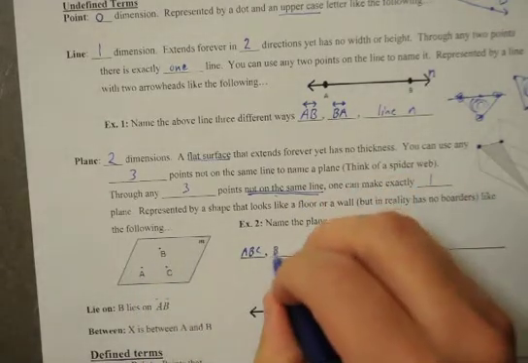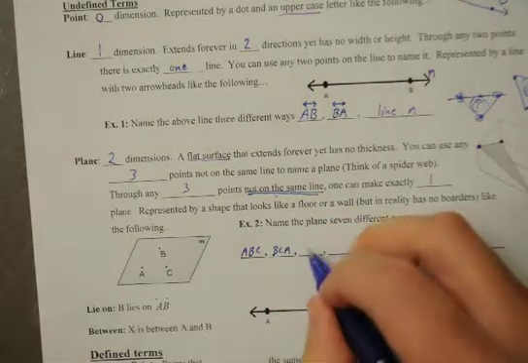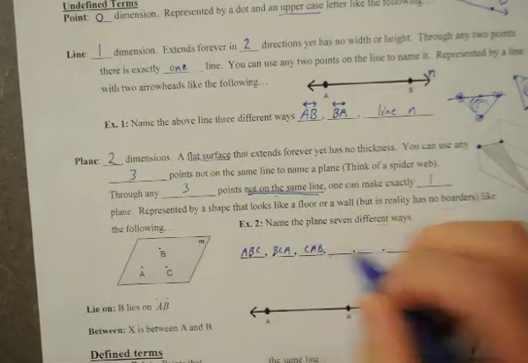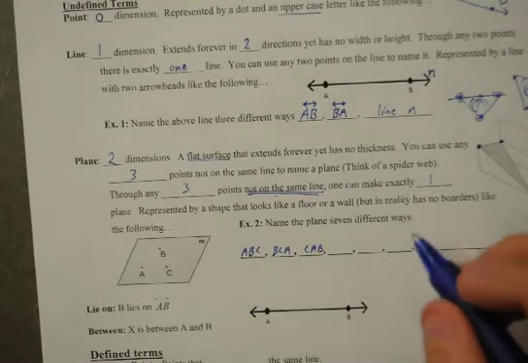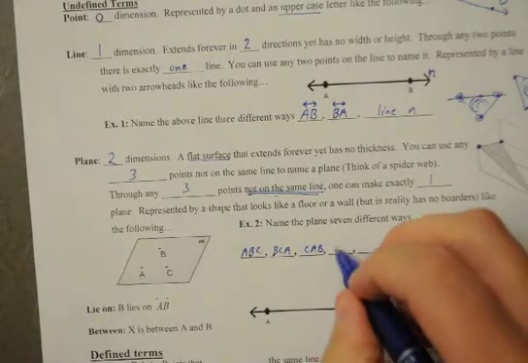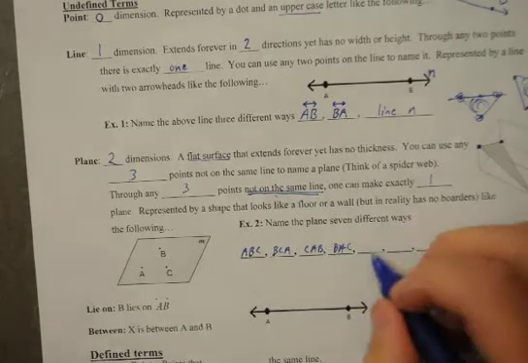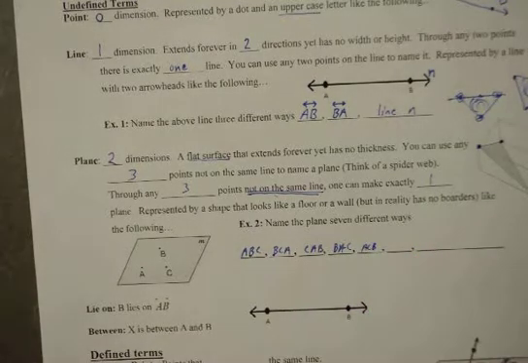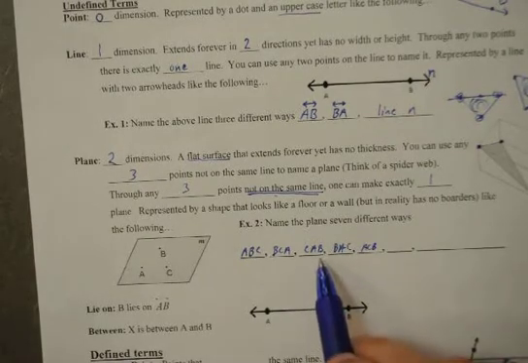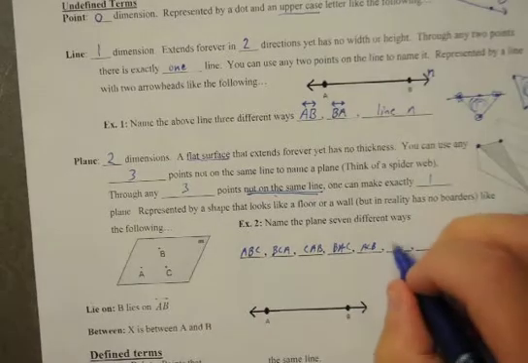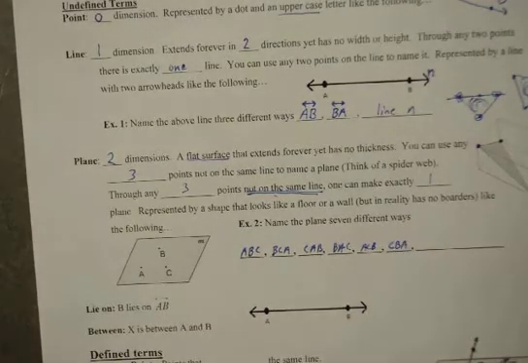Or you could say plane BCA, or plane CAB, or plane BAC, or plane ACB, and I'm missing one. CBA, there we go. So basically order doesn't matter again, but for a plane you have to use 3 points.